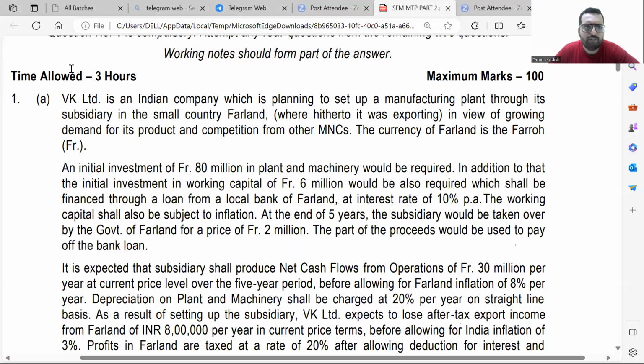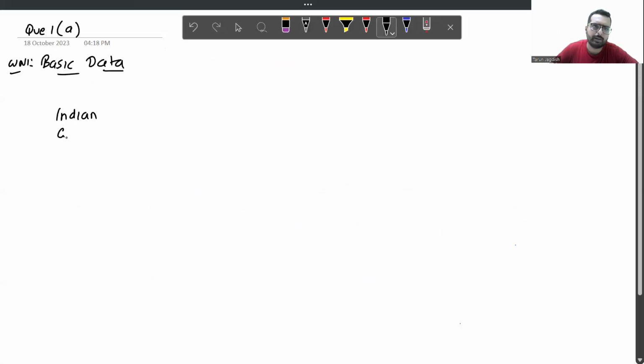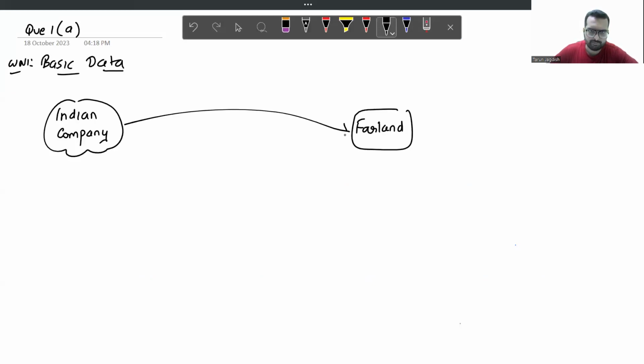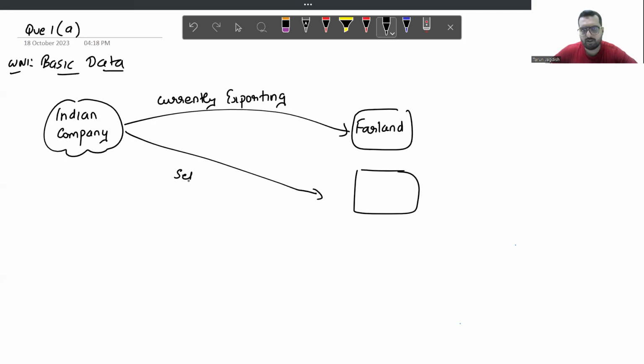Basic data. VK is an Indian company planning to set up a manufacturing plant through its subsidiary in a small country, Farland, which hitherto it was exporting. So this is the Indian company. There is a company over here called Farland. Currently, it is exporting. Now, what they are trying to do is set up a subsidiary over here.